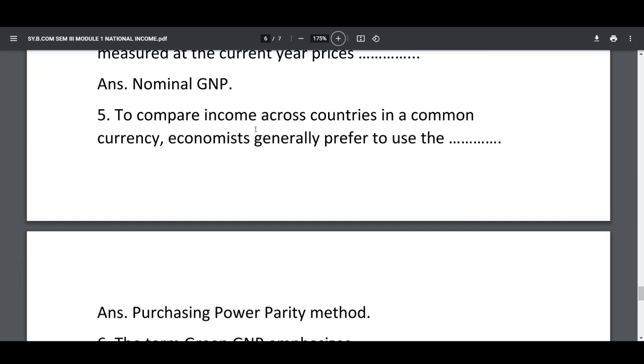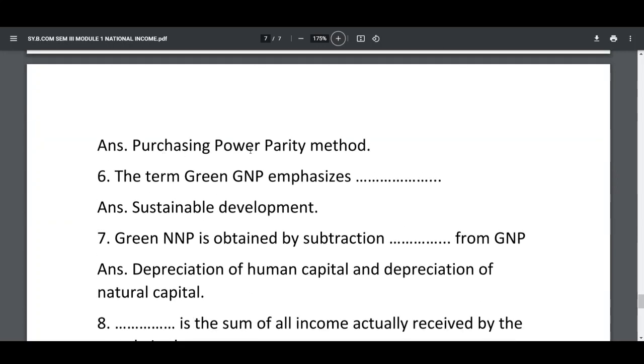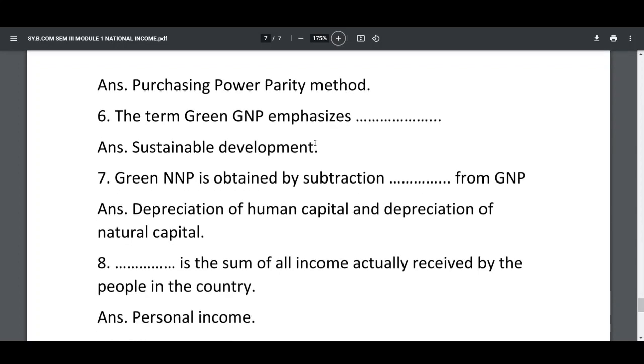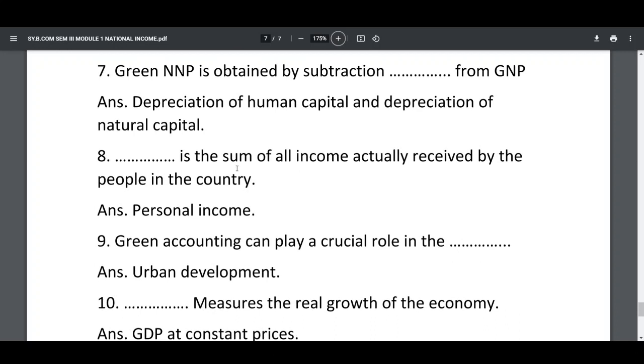Fifth, to compare income across countries in a common currency, economists generally prefer to use the dash. Answer, purchasing power parity method. Sixth, the term Green GNP emphasizes dash. Answer, sustainable development. Seventh, Green NNP is obtained by subtracting dash from GNP. Answer, depreciation of human capital and depreciation of natural capital.